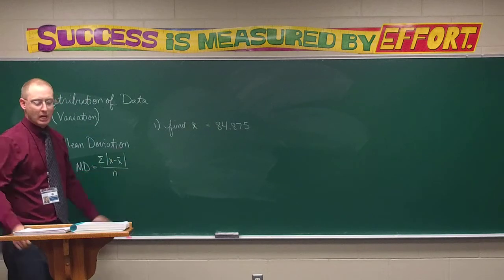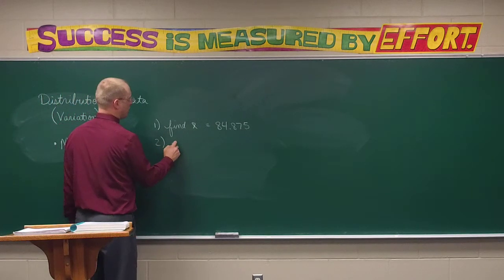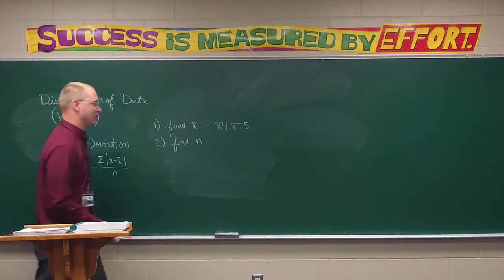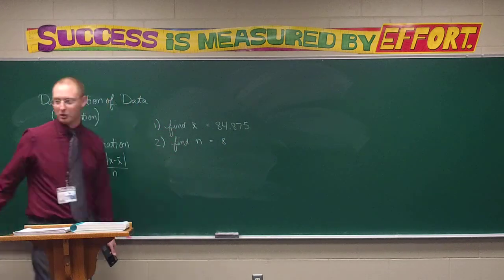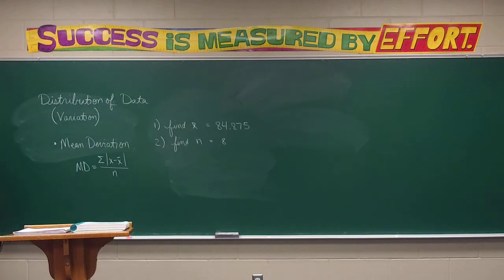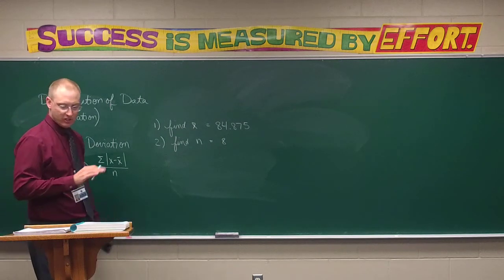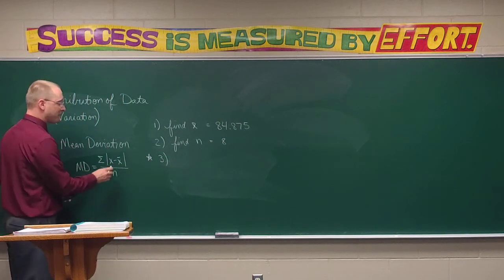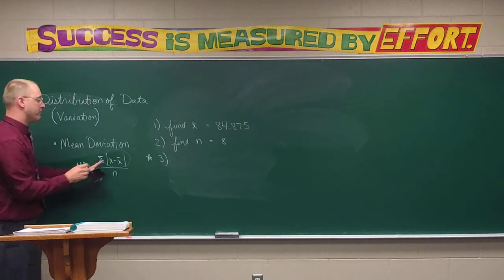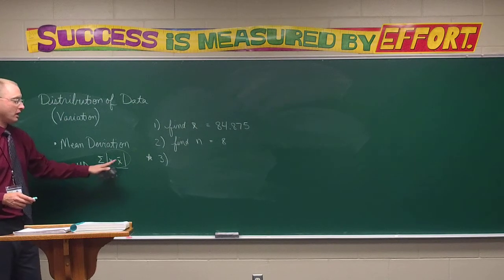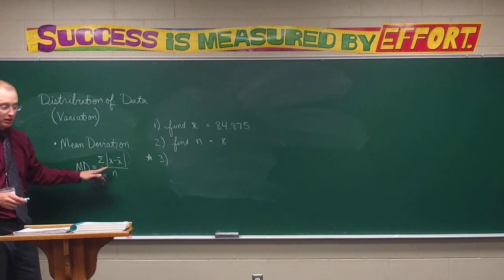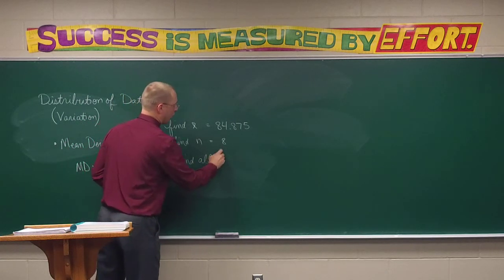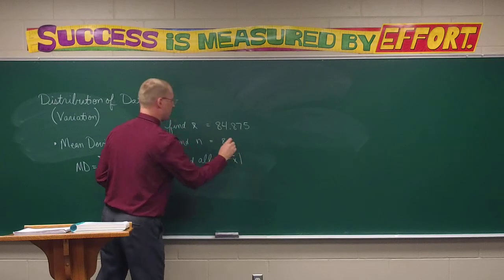Make sense? Step number two, we need to find n. Well, we've already done that. Obviously, n is 8. The calculator was telling us that a minute ago. There's 8 values. That's pretty easy. Step number three is really kind of the key to mean deviation. We need to find each individual difference of values. Do we see this? So we're going to have to find all the x minus x bar values.